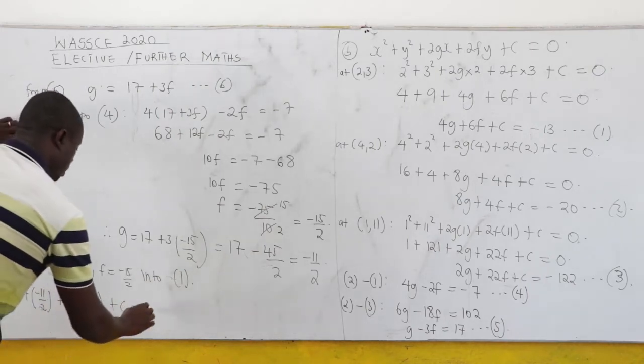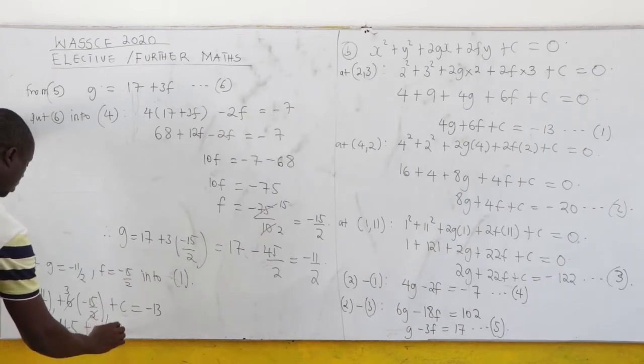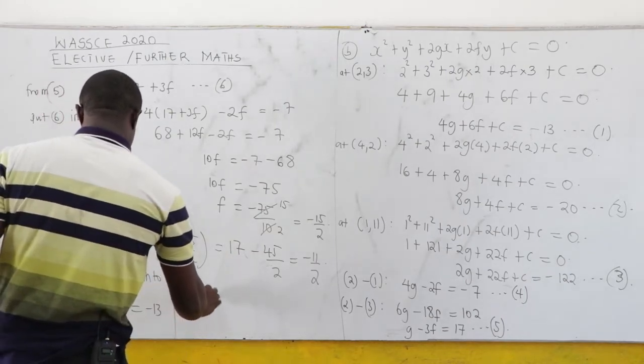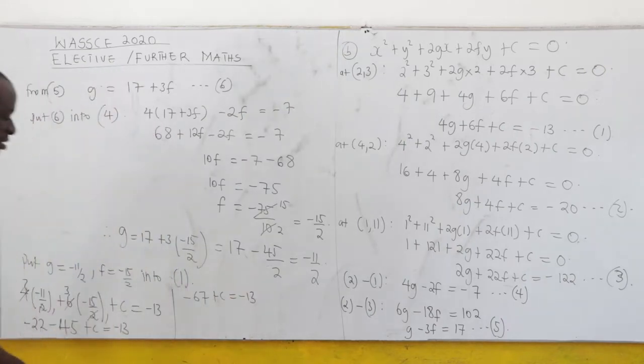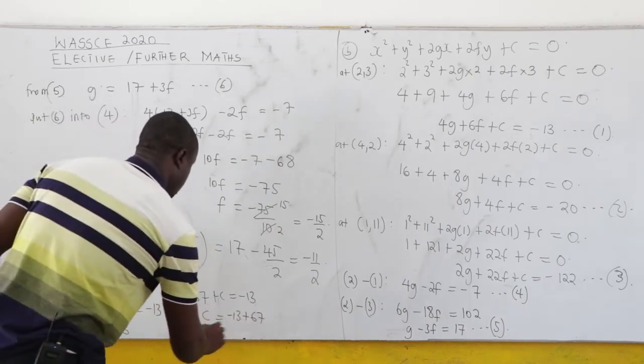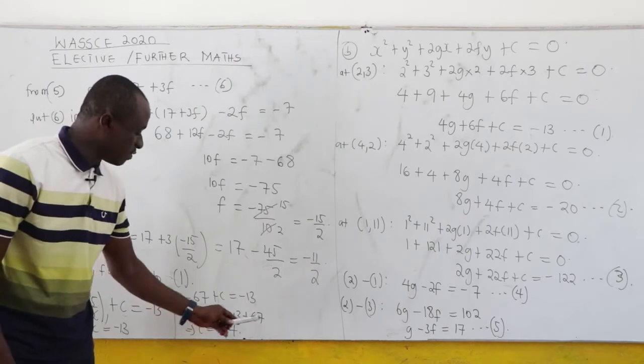equal to negative 13. Now 2 goes into 4, 2 times. 2 goes into 6, 3 times. Now this will be negative 22, negative 45. 3 times 15 is 45, plus c equal to negative 13. Now, negative 22 minus 45 will be negative 67. So you have negative 67 plus c equal to negative 13. Hence, our c will be equal to negative 13 plus 67, which implies that our c is positive 54. Because 7 minus 3 is 4.